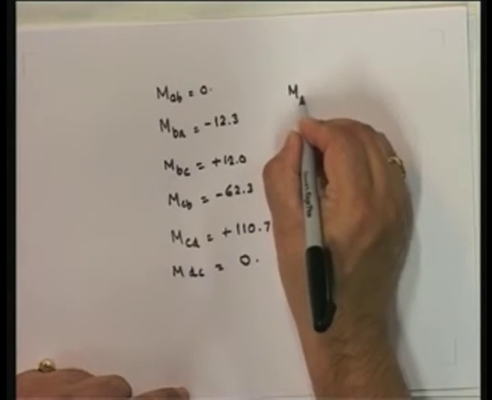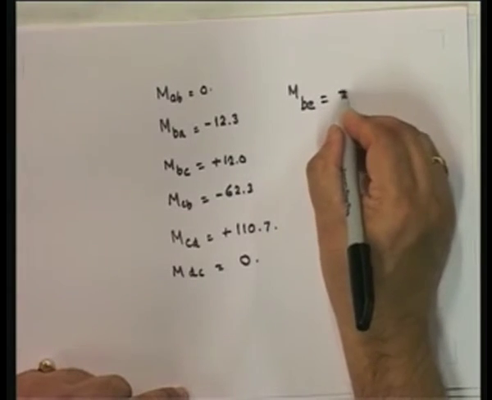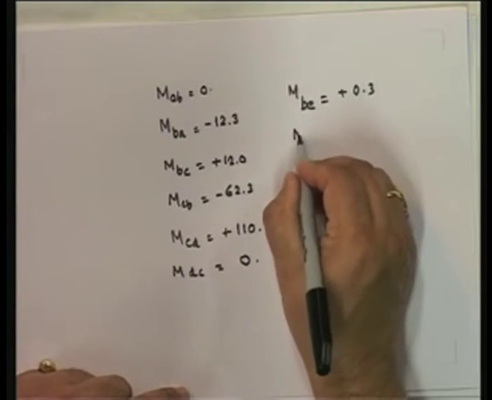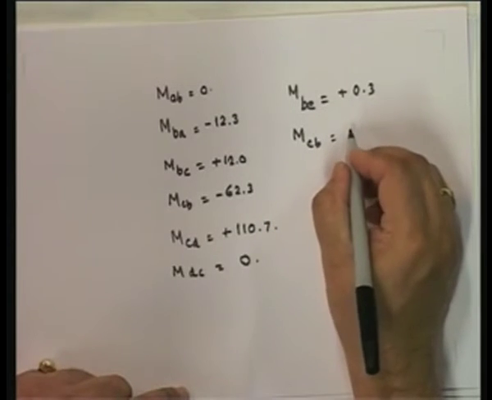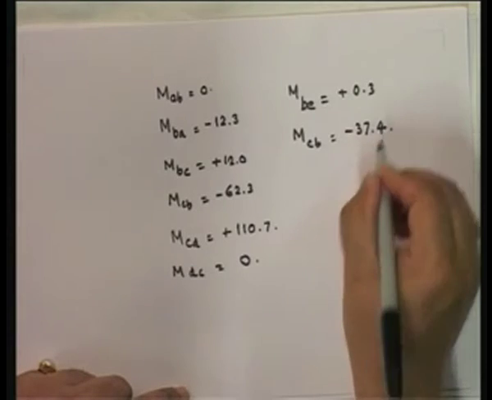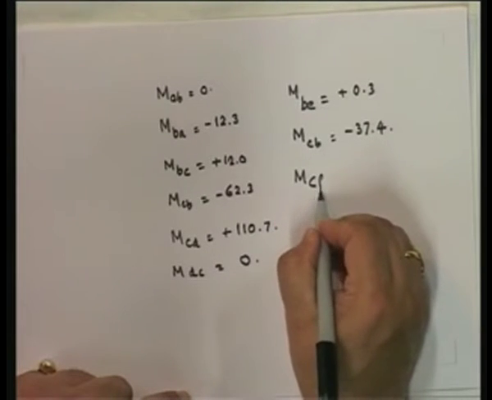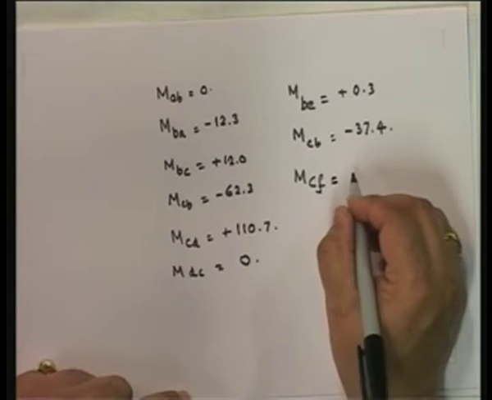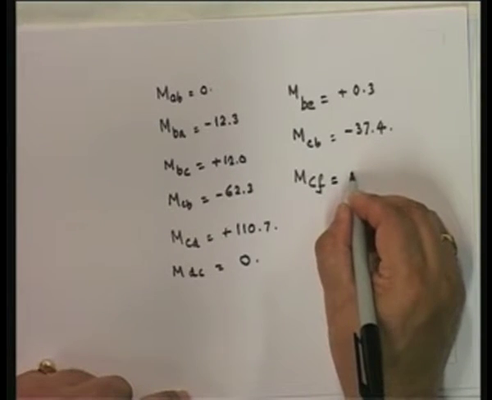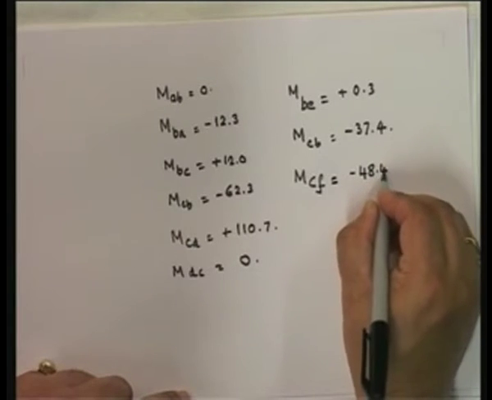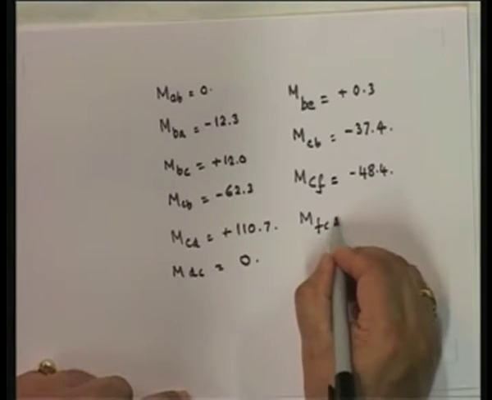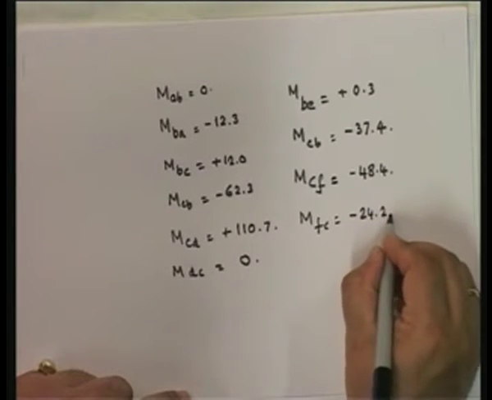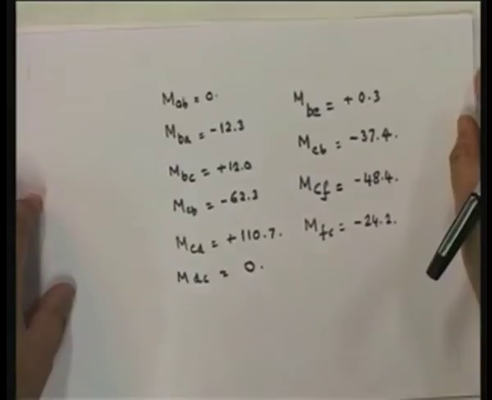Then you have MBE, which is equal to plus 0.3. MEB is equal to minus 37.4. MCF is equal to minus 48.4, and MFC is equal to minus 24.2. Okay, so this is the moment distribution, and since this is a frame without sway, this is where we end. So we've got the member end moments.